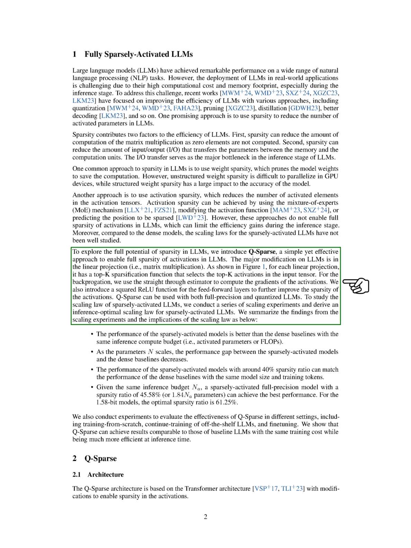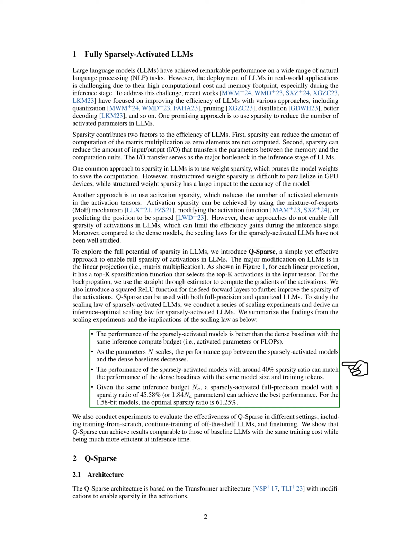For each linear projection, we implement a top K sparsification function that selects the top K activations from the input tensor. During backpropagation, we utilize a straight-through estimator to calculate the gradients of the activations. We also introduce a squared ReLU function for the feed-forward layers to enhance activation sparsity further. Q-Sparse is compatible with both full precision and quantized LLMs. To investigate the scaling laws of sparsely activated LLMs, we conduct a series of experiments and derive an optimal scaling law for inference.